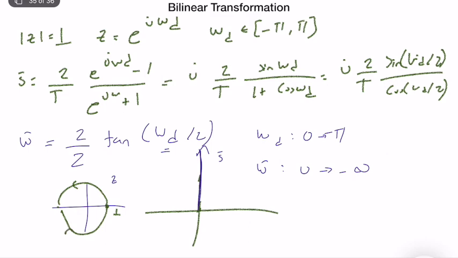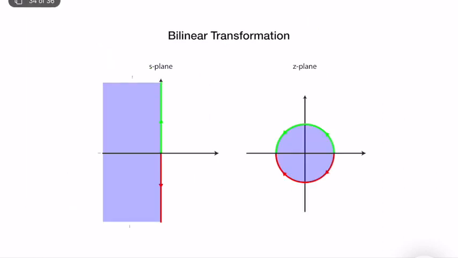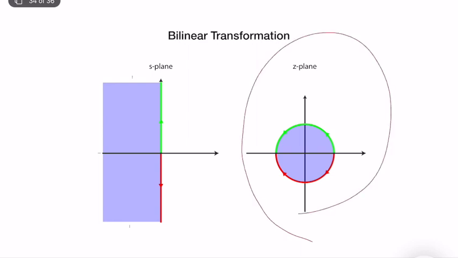This will be like that, and this will be like that. Okay, so mapping of the imaginary axis is important, and this is the whole story. Okay, this is the z plane, and this is the s bar plane. So the blue region is mapped to the blue region. So the whole stable region is mapped to the whole stable region.